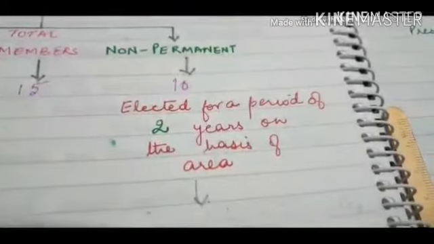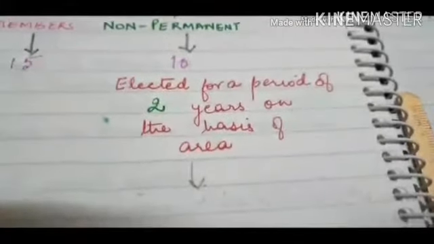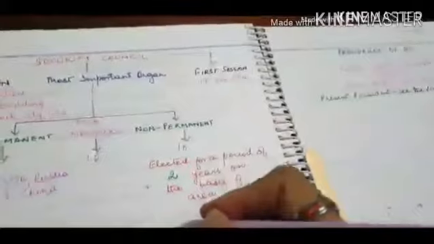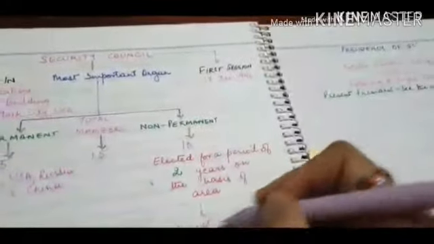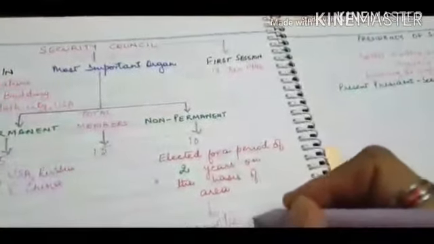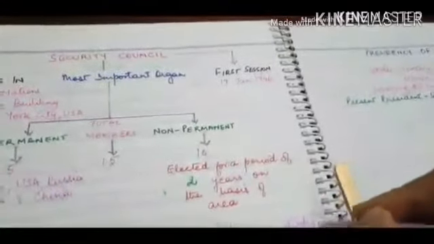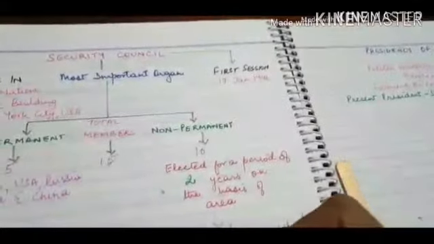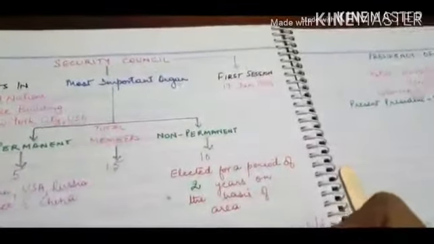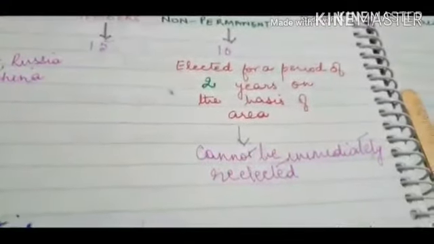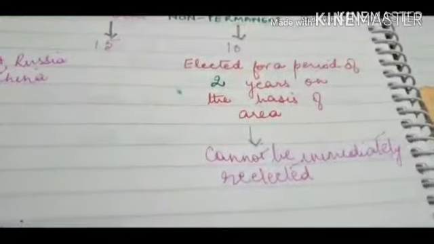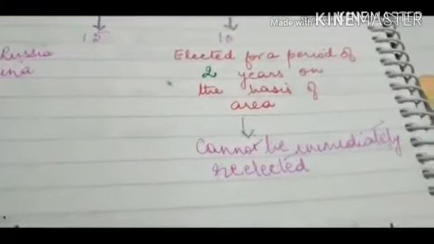And there are 10 non-permanent members who are elected for a period of 2 years on the basis of area. And these cannot be immediately re-elected. You understand what that means? That means that once they finish their 2 years term, they'll have to take a break and they can come back only after a few years and not immediately after they have left.